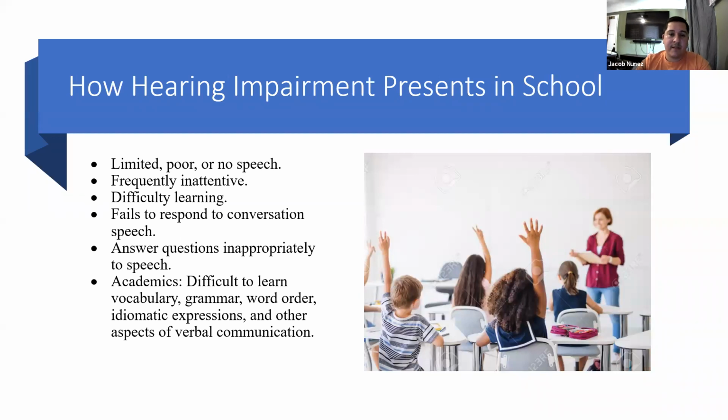How hearing impairment presents in school. So students who have hearing impairment have limited, poor, or no speech. They are frequently inattentive. They have a very difficult time learning. They fail to respond to conversation speech. They answer questions inappropriately to speech. And in the academic fields, it's difficult to learn vocabulary, grammar, word order, idiomatic expressions, and any other verbal communication skills.